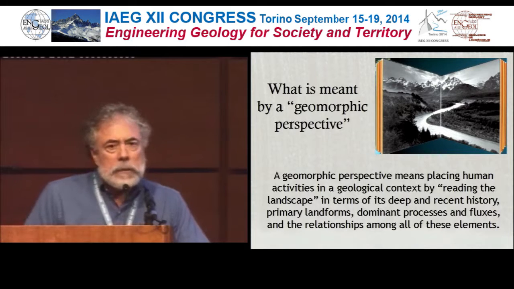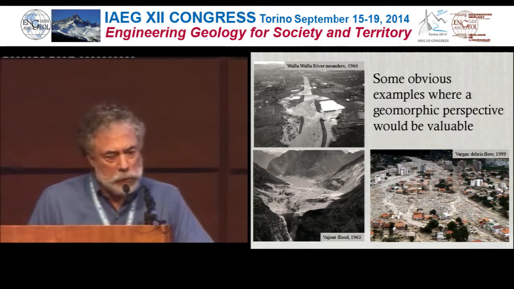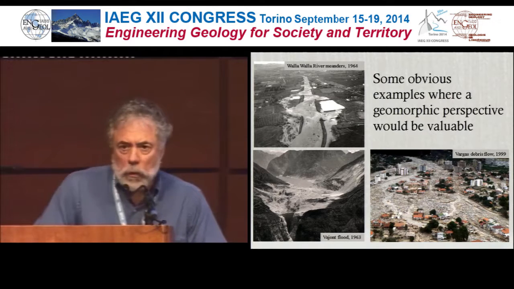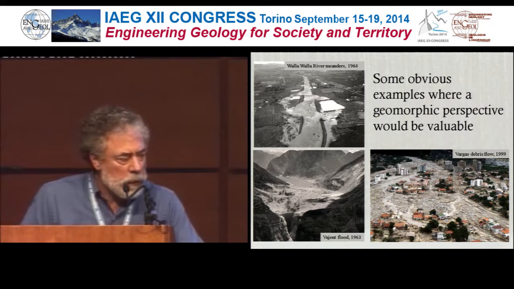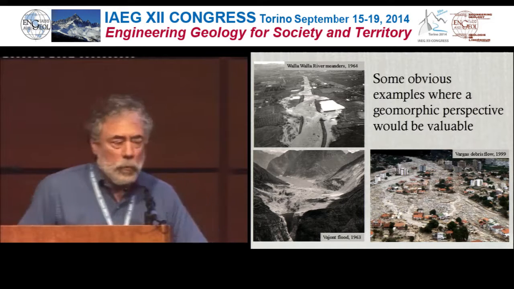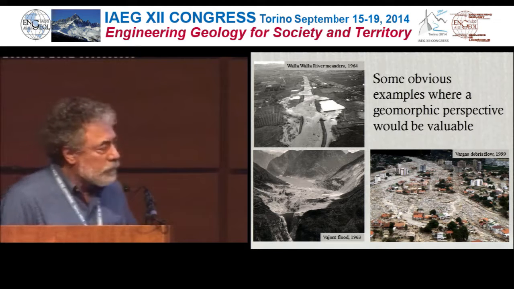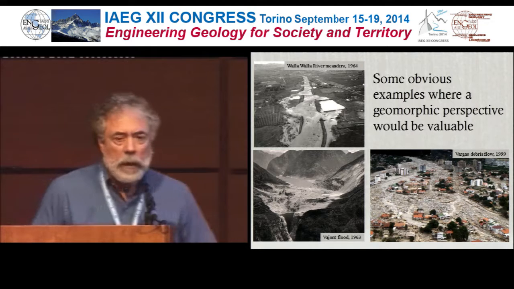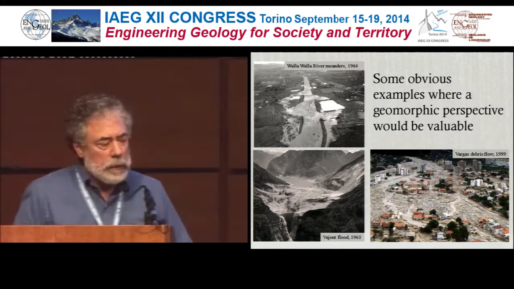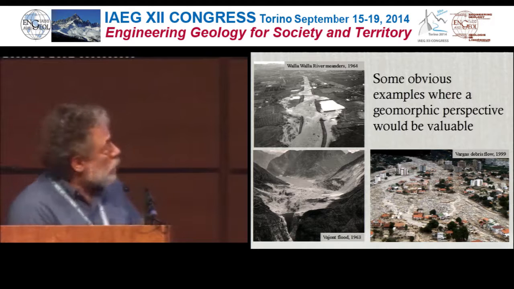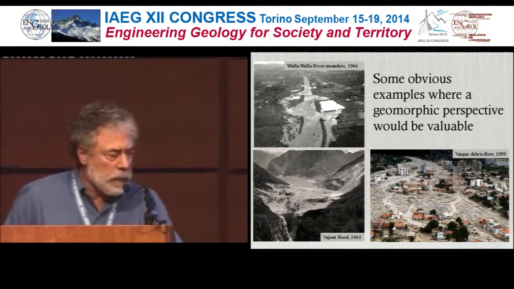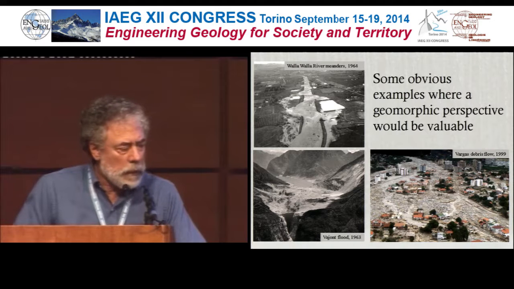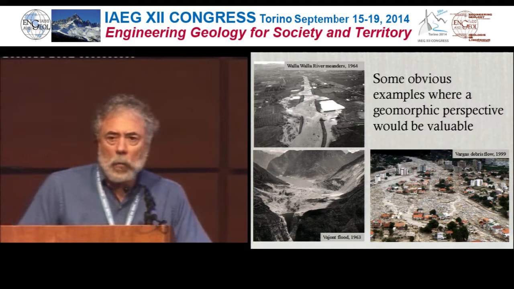Well, it's easy to point to examples where the absence of such a perspective causes problems, and these are well known within the engineering, geological engineering community, of course. Here's an example from the Pacific Northwest of the United States, where a river has been confined and straightened only to reassert its tendency towards meandering by overtopping and breaking out of its levee system.